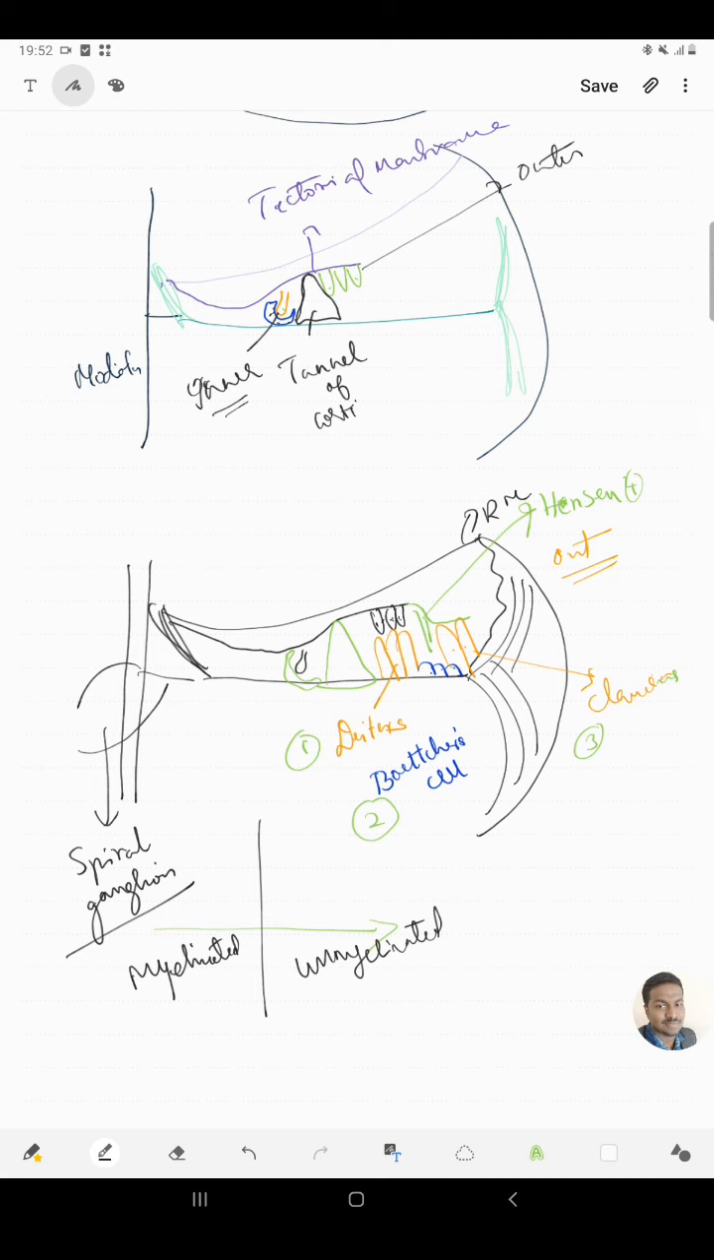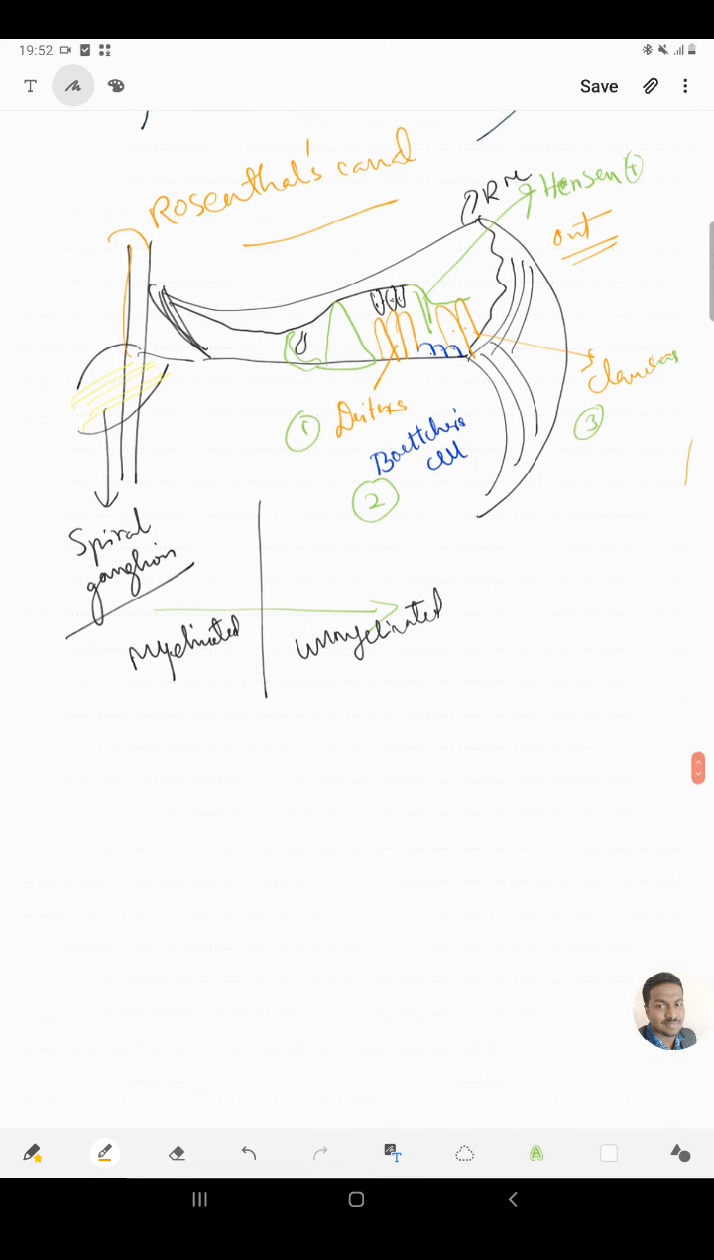And the canal which is formed in this bone for the cochlear nerve is called Rosenthal's canal. This is Rosenthal's canal. With this, we complete the organ of Corti structures.